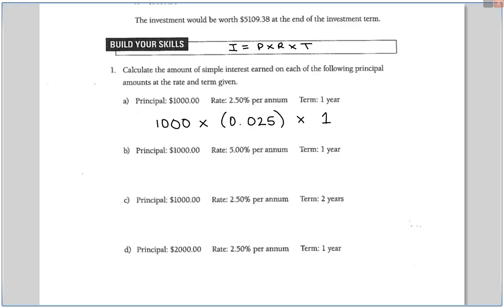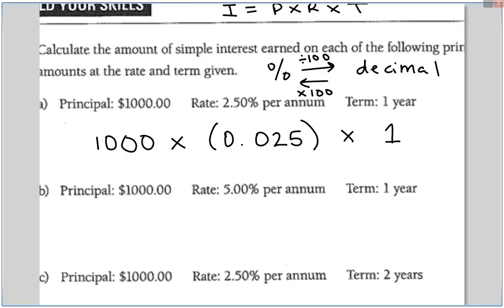If people are needing a review of percents to decimals, it's just a factor of 100, okay? To go from percent to decimal, you divide by 100. And to go from the decimal to percent, you times 100. Okay, just in case you forget how to work with percents and decimals.